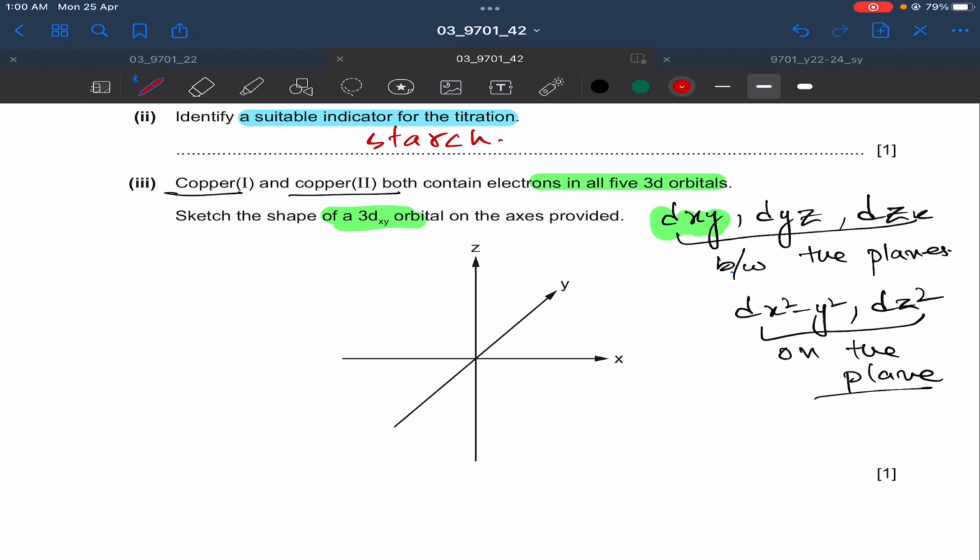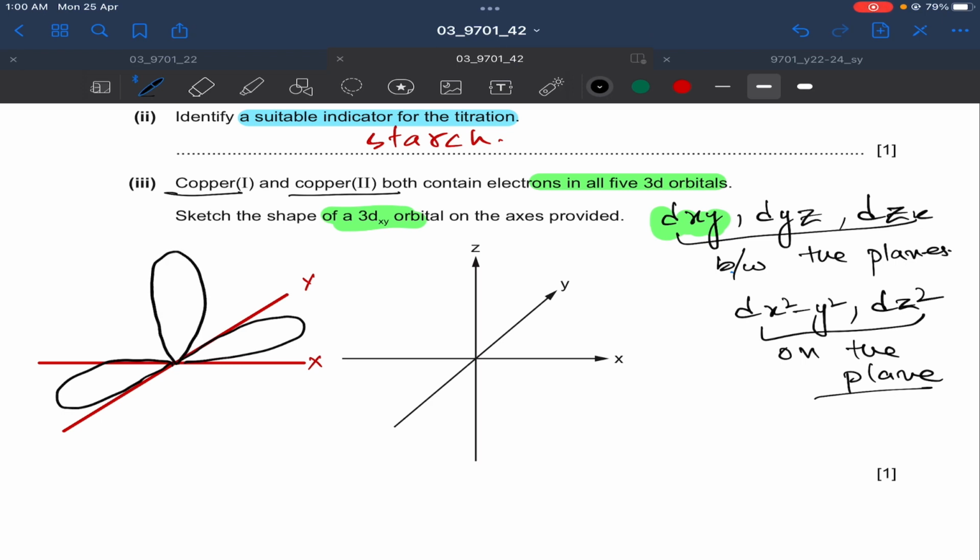So just to make it clear, let's suppose this is x, right? And this is y. Okay, so this is the x-axis and this is the y-axis. Now dxy means all the 4 lobes would lie between the x and y plane. So the first lobe would be like this, the second lobe would be like this. All right, and now the third lobe between x and y, it would be like this, and the fourth lobe would be like this. So this would be the shape of the dxy orbital.